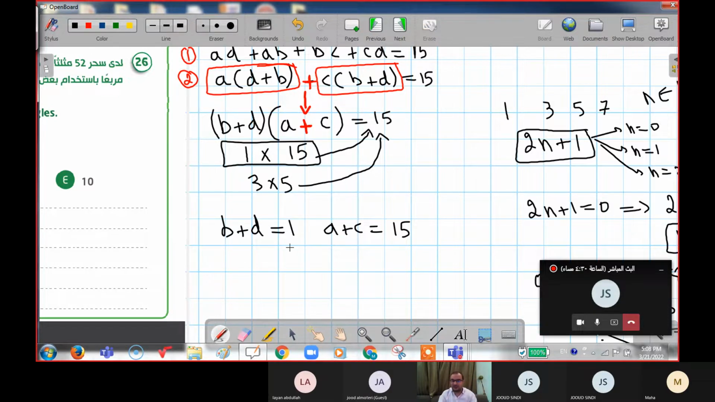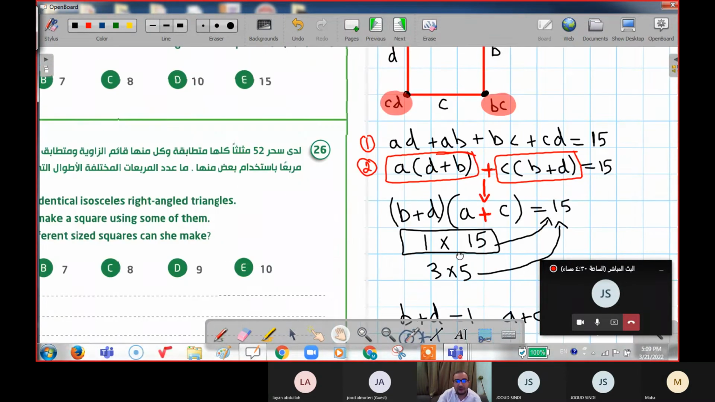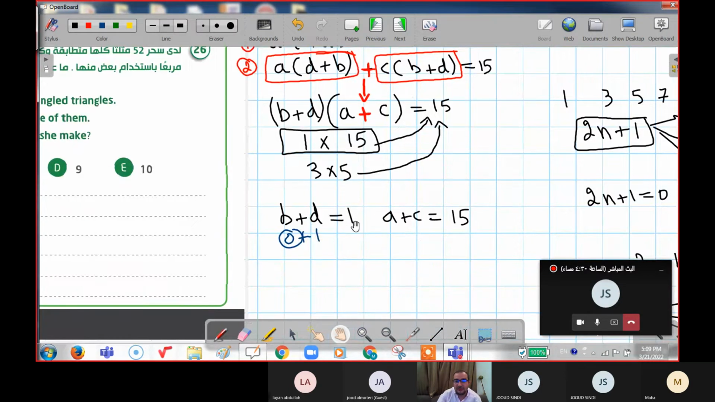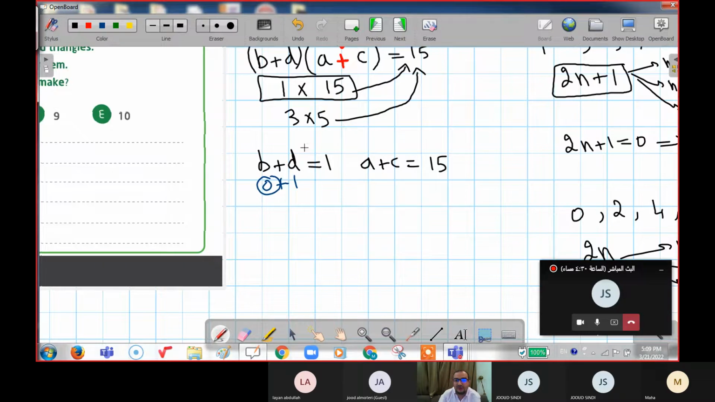Why is this impossible? Because 1 equals 0 plus 1, and 0 is not a positive integer. Because I have to add two positive integer numbers and I want to get 1, it will be 0 plus 1, 0 for B or 0 for D, the same thing. But 0 is not a positive integer number. So this is impossible.